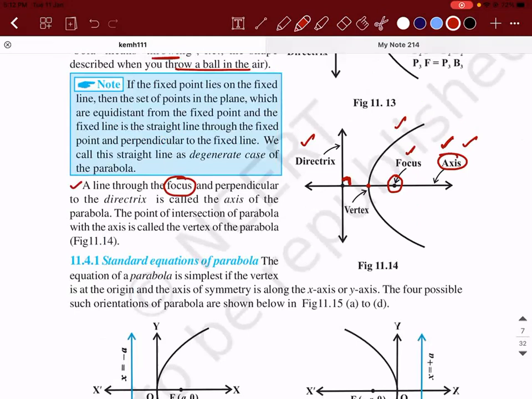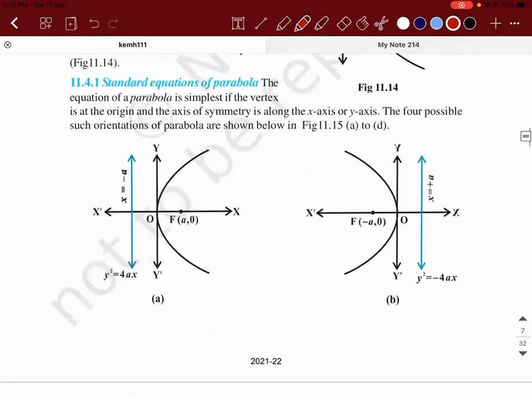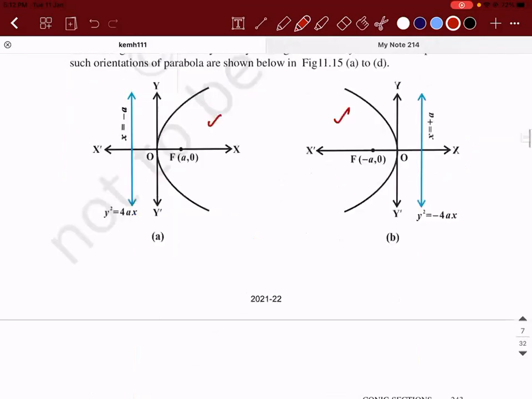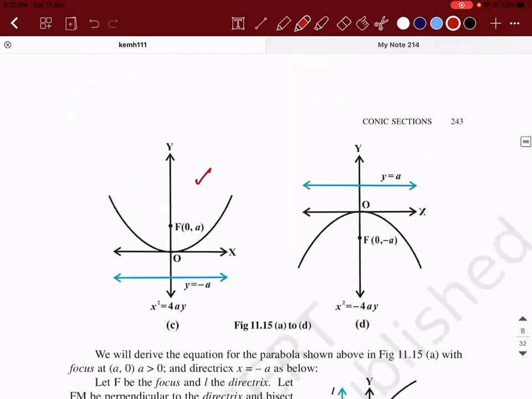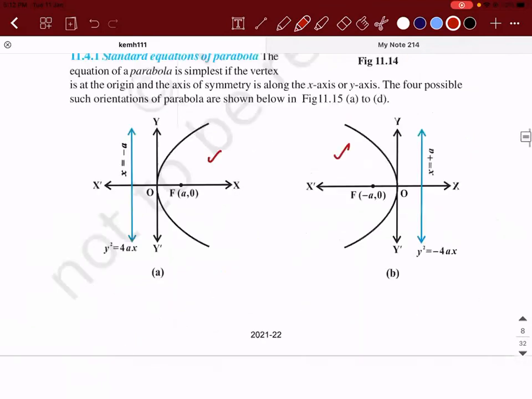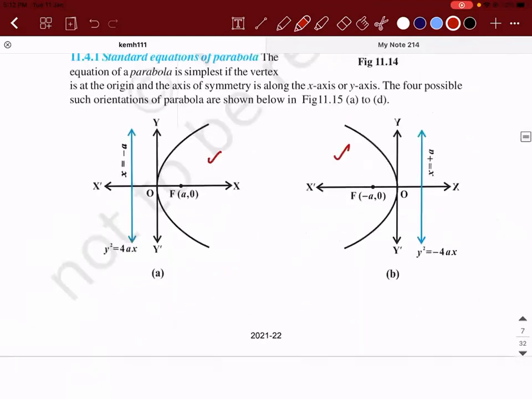Now, having said all these things, our job is to derive a general equation for a parabola. When I talk about parabola, you have different shapes like this. You have a C shape like this, an inverted C shape like this, a U shape like this, and an inverted U shape like the fourth one. Now, we are going to derive the equation for the C shape.